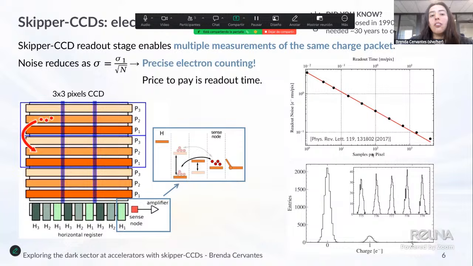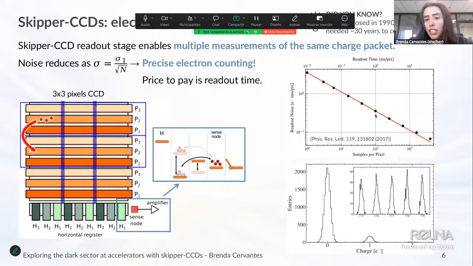So it turns out that the noise of this detector, when you do this skipping technique, reduces as 1 over the square root of the number of samples that you take. And if you perform a high number of samples, you will be able to achieve sub-electron noise levels. So here you can see a plot of the noise going down. Readout noise is in the y-axis, the noise going down with the number of samples per pixel.